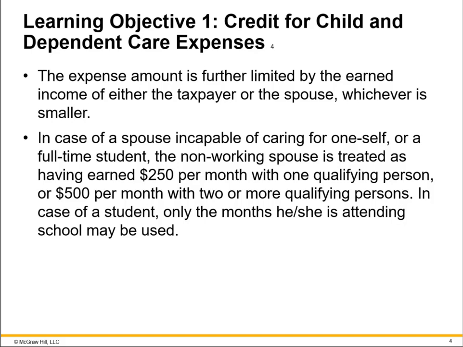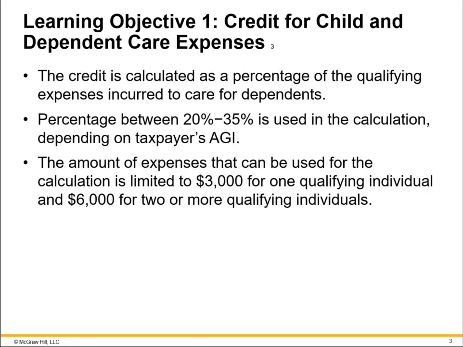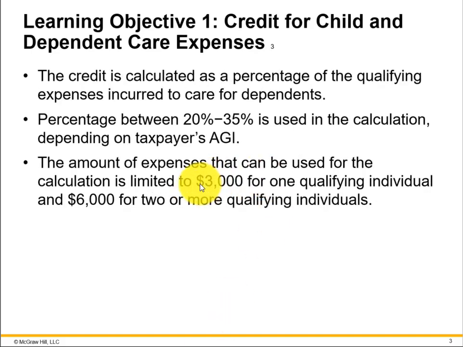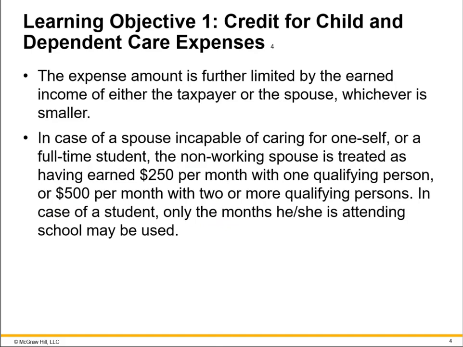All right, or $500 if you're talking about 2 kids or more. So if you think about that, $250 a month is $3,000, and the $500 per month is $6,000. So this basically means that if you're going to school, your only limit is not the income, it's the $3,000 to $6,000, except you have to pay attention to how many months it actually is.